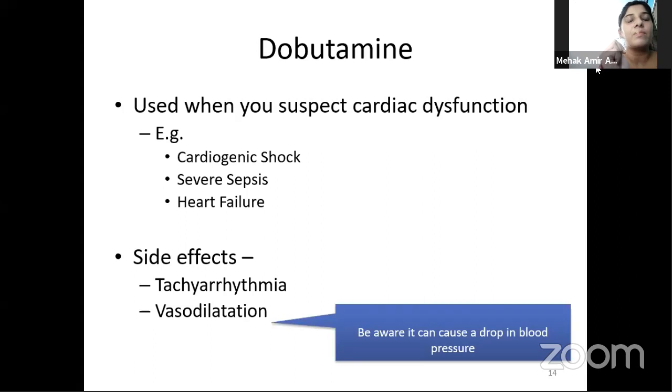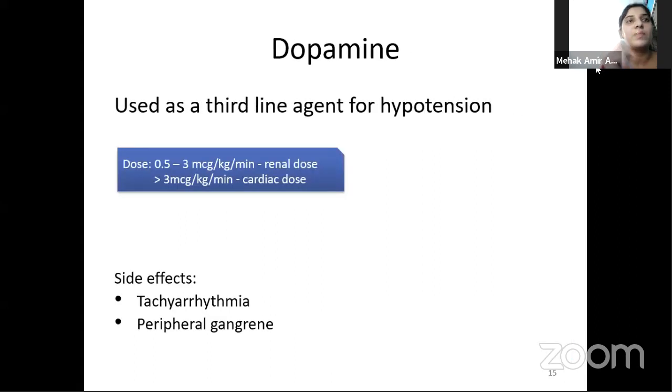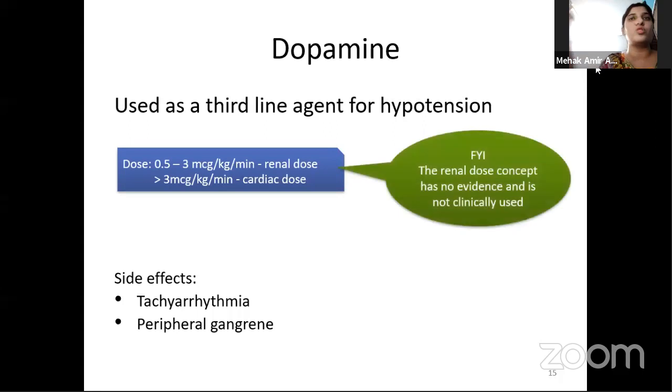Next slide, please. Dopamine is a third line agent of vasopressor. It is used to treat hypotension, and it's third line. There you can see that there is a renal dose and a cardiac dose written. In the old school of thought, and we are still using it in our country, we use the renal dose, the low dose, 0.5 to 3 mcg per kg per minute.